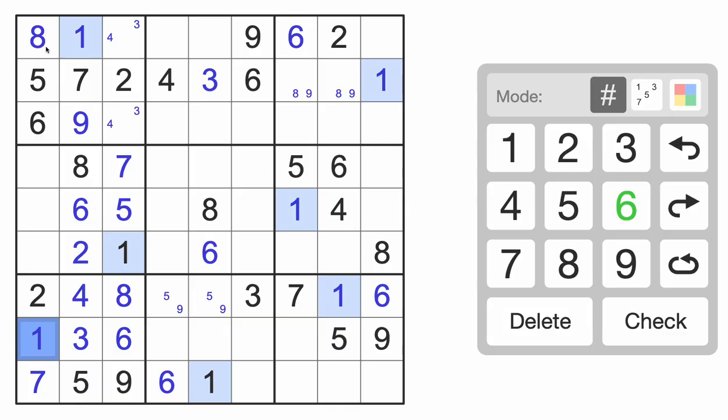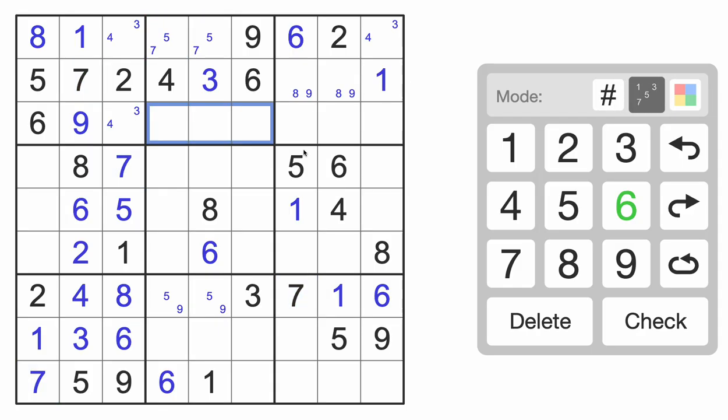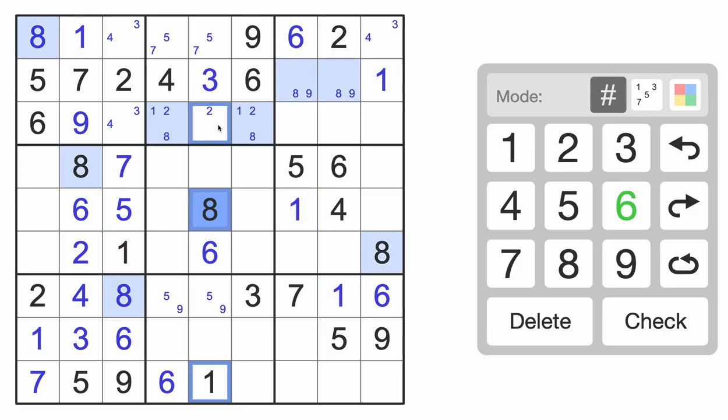Okay, looking at row 1 and box 2. Box 2 has 3 and 4, which have not been placed on row 1. So not only this cell, but this cell will have to be 3 or 4 because these cannot have 3 or 4. And that makes these two cells 5, 7 double. And the 5, 7 double there makes these three cells 1, 2, 8 triple. And here's 1 and 8, which block this cell, makes this cell 2.